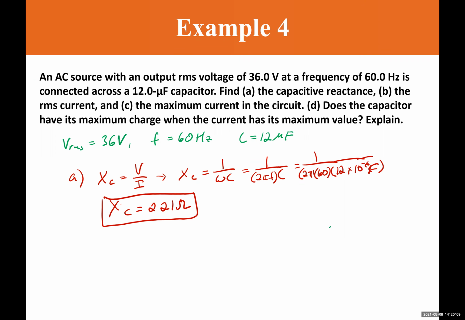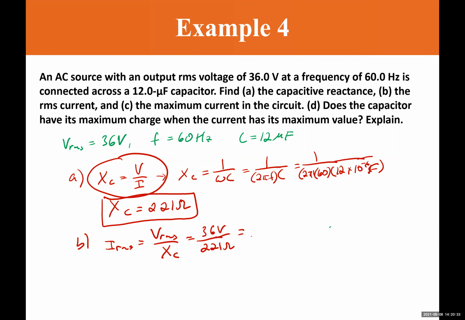For part B, it says, what is the RMS current? Now that we have the reactance, I can go back to that equation to find the RMS current, because the RMS current is equal to V RMS divided by the capacitive reactance. So this will be 36 volts divided by 221 ohms, and that will give us 0.163 amps, 163 milliamps.